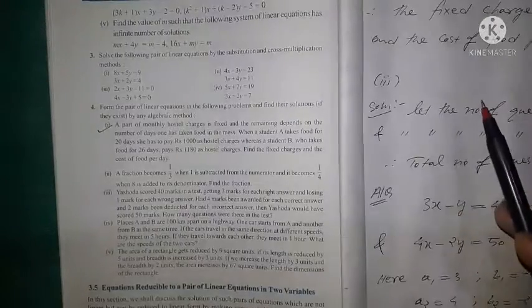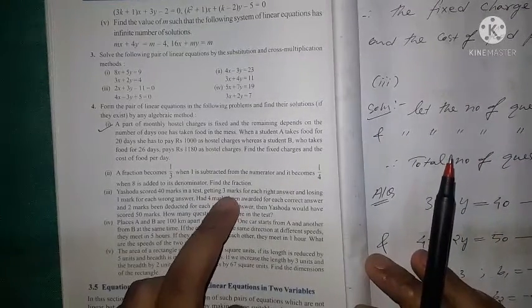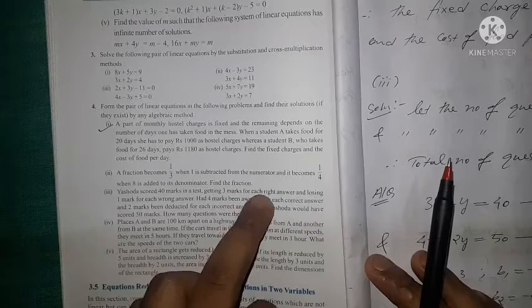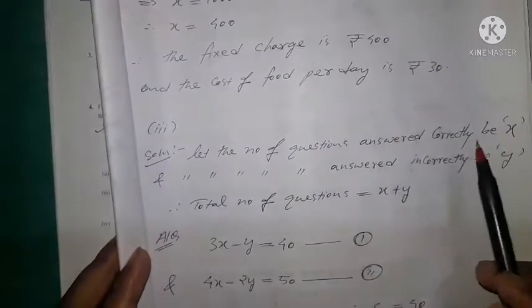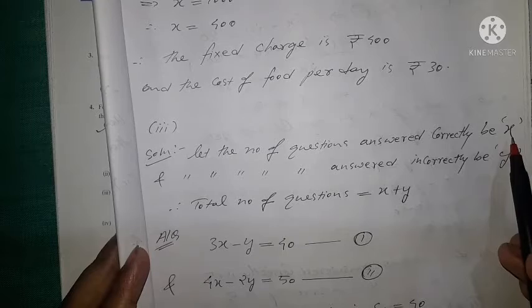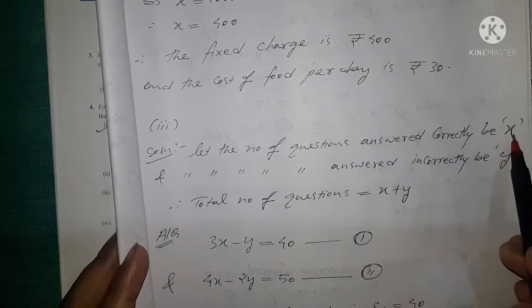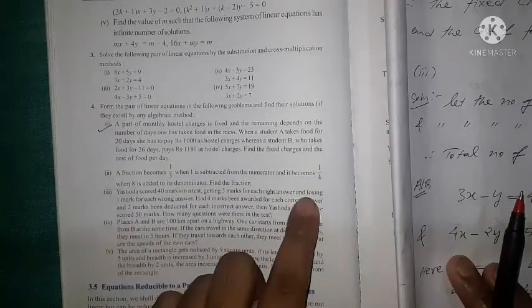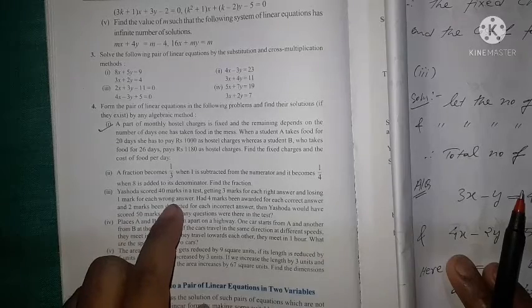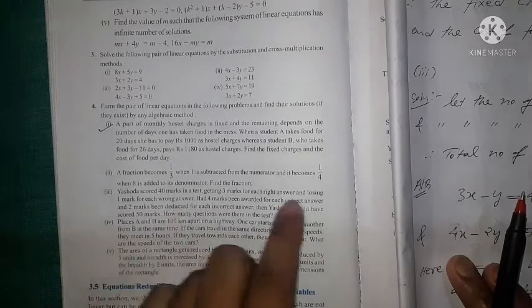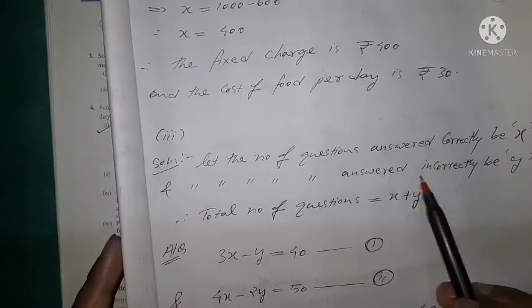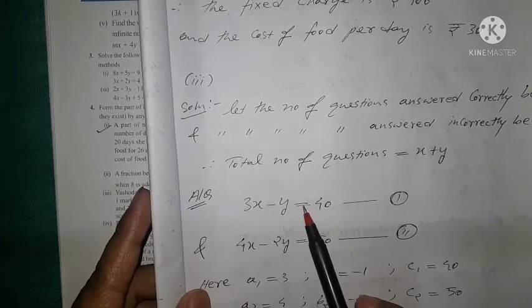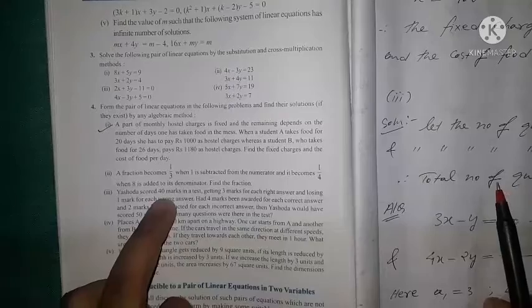According to the question, it is given that if Yashoda scores 40, she gets 3 marks for each right answer. That means each answer carries 3 marks, and there are x right answers in total. So therefore it is 3x. And losing 1 mark for each wrong answer, that is negative marking. And how many wrong answers are there? y. So therefore minus y equals 40. That is, 3x minus y is equal to 40. She gets a total mark of 40.